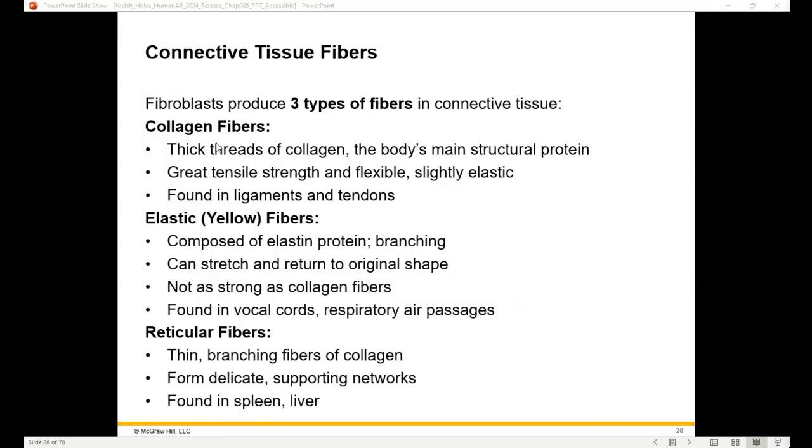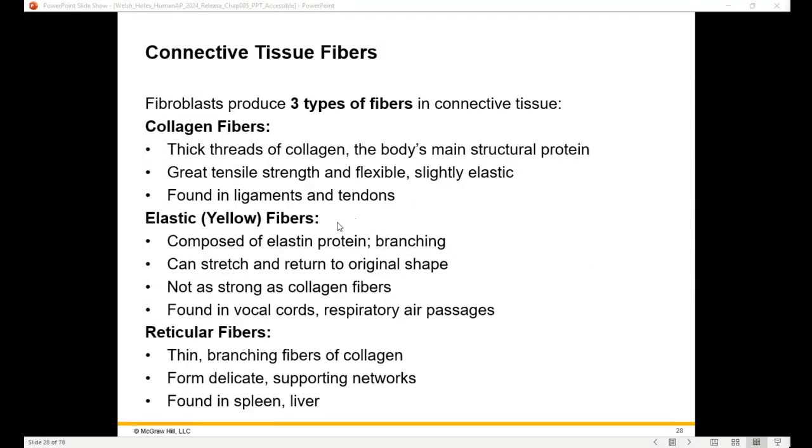Okay, let's talk about the connective tissue fibers you might see. Fibroblasts produce three types of fibers in the connective tissues. Collagen fibers. They're thick threads of collagen, and it's the body's main structural protein. It has great tensile strength and flexibility, and they're slightly elastic. They're found in the ligaments and tendons.